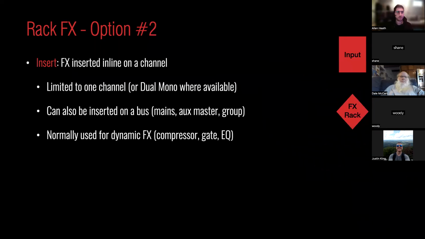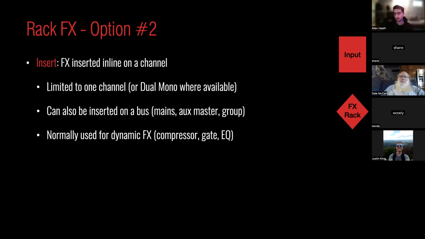So now option number 2 is an insert. This is when you have an effects processor inserted in line on a channel, like what we looked at with that TRS Y cable. It's usually limited to one channel per effects processor. There's dual mono on DLive and I think Avantis as well, so we'll learn more about that later. But in general, that's the problem with inserts sometimes, that you're using up an entire effects rack for a single channel. Sometimes that's the right thing to do, but if you're limited in the total amount of effects racks you have, then it's not really great because you're sacrificing an entire effects rack for a specific channel.